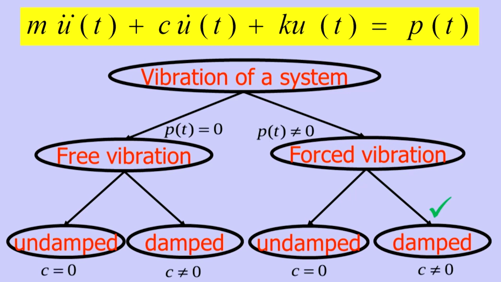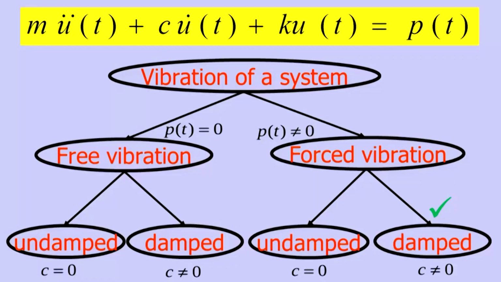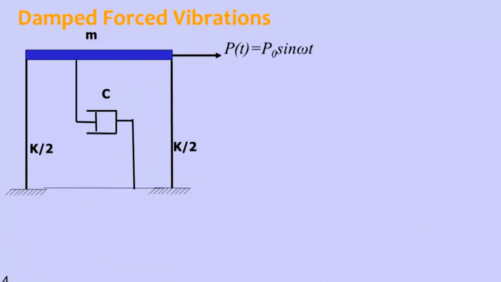So we have already studied three types of vibrations, that is undamped free vibration, damped free vibration, and undamped forced vibration also we have studied. Now in this class we will study damped forced vibration. So damped forced vibration looks like this.